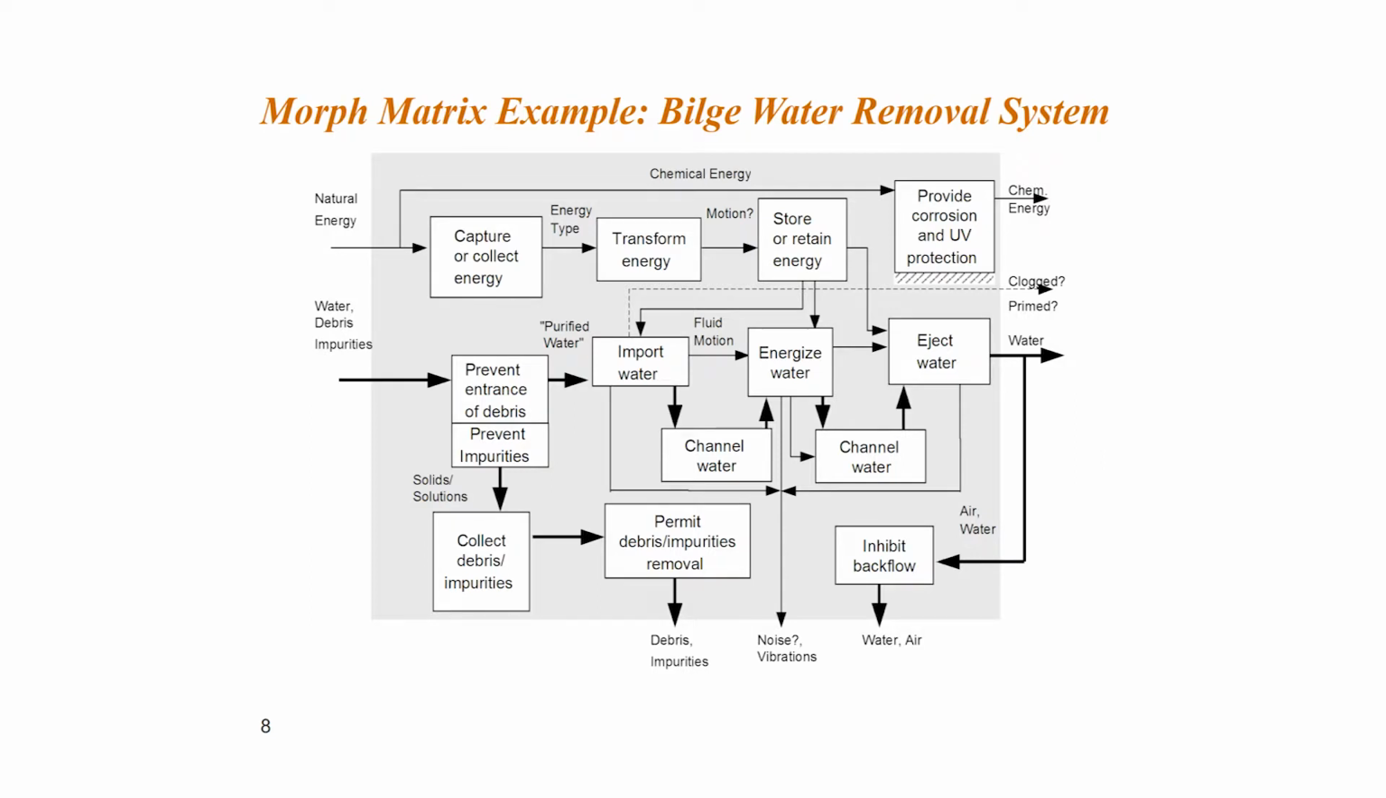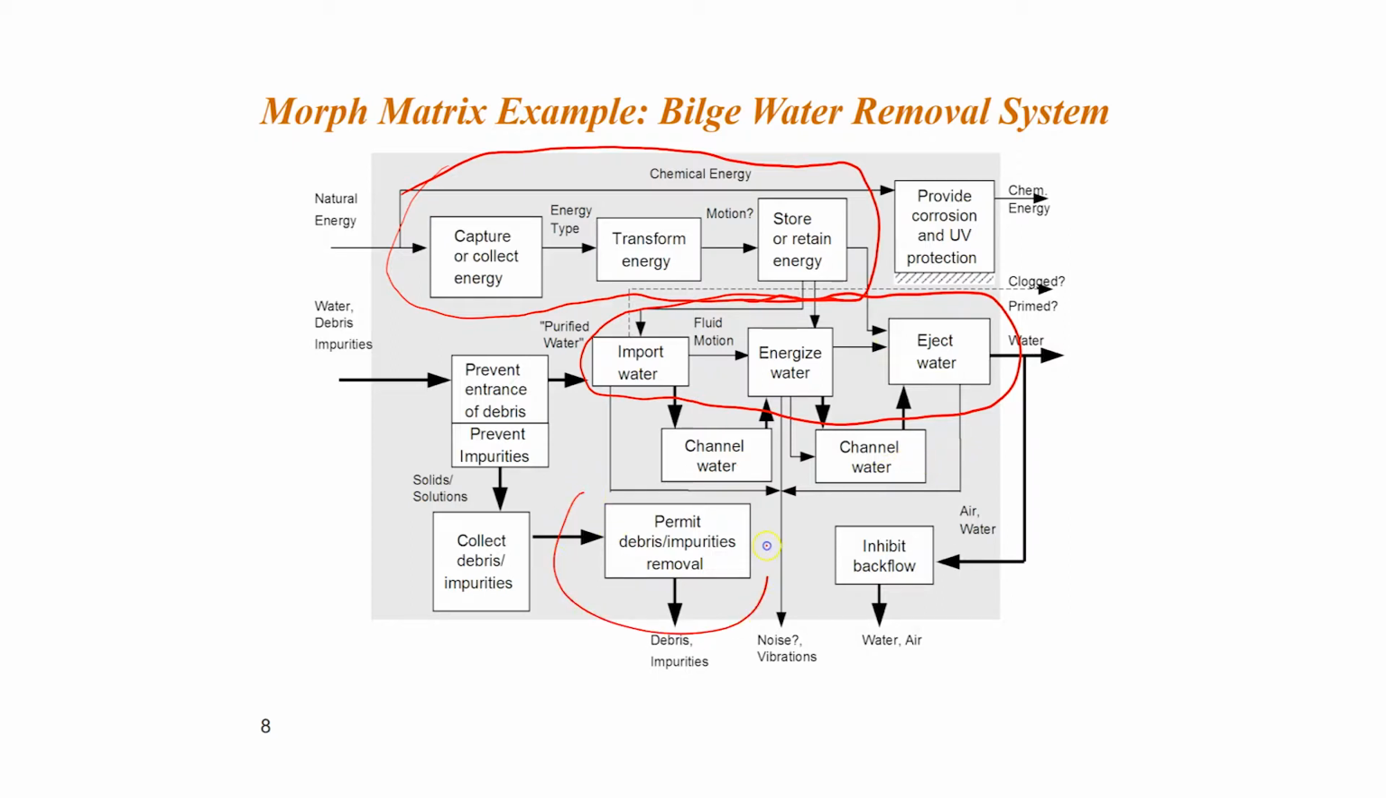So here's the function structure for this example. And so you can see this top chain up here deals with capturing and transforming and storing the energy. And then this chain right down here is the main one that does the energizing of the water, or pumping, if you will. And then there's supporting functions that filter the water to remove debris and also inhibit backflow.